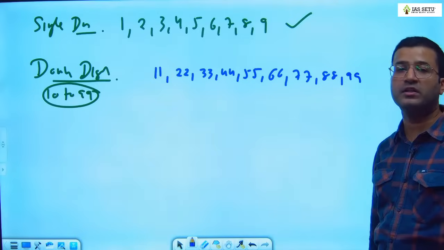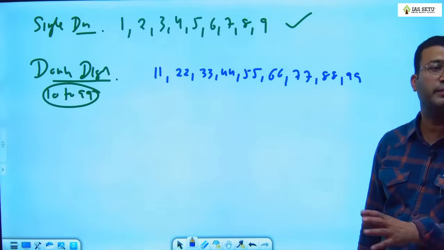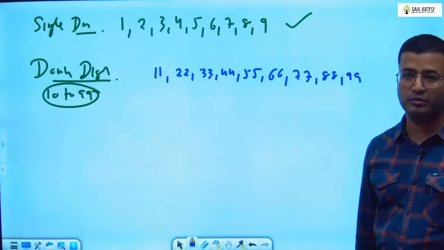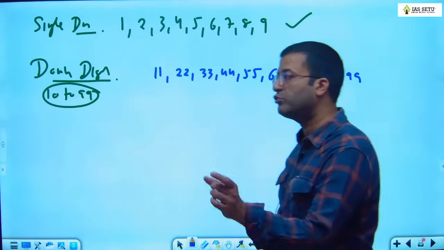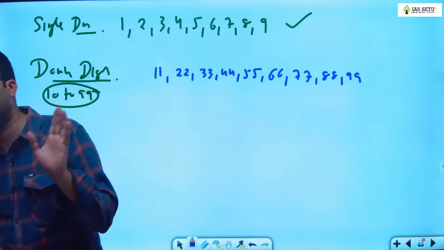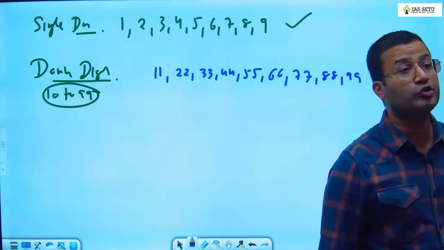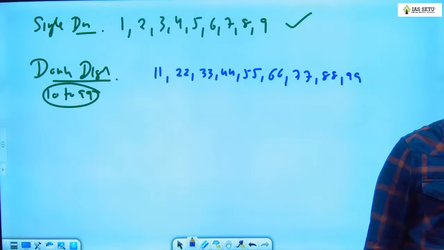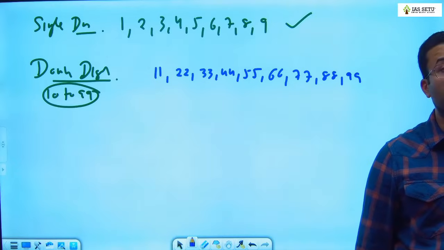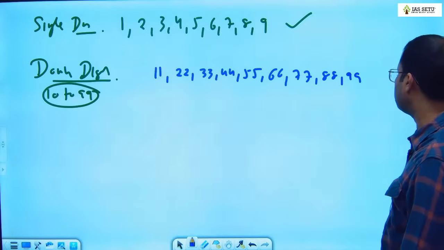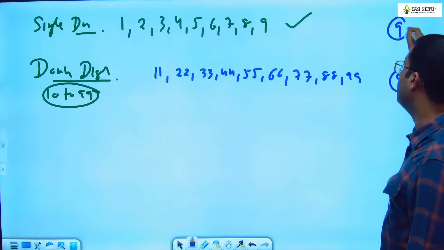You check any other number. Is there any repetition of digits? Other than these, tell me any 2-digit number where the digit repeats. Other than 11, 22, 33, 44, 55, 66, 77, 88, 99, can you tell me any 2-digit number where we have repetition of digits? So how many 2-digit numbers are there without repetition? 90 minus 9, 81. Here it is 9 and 81.